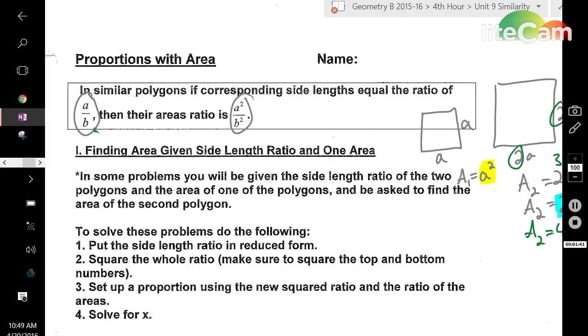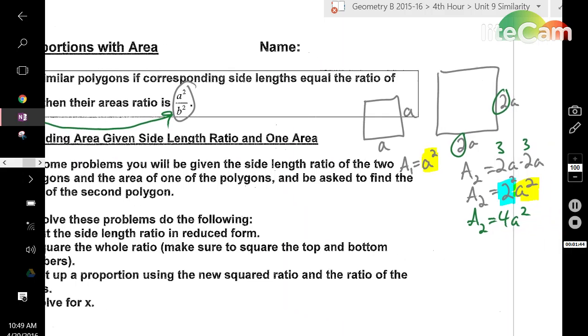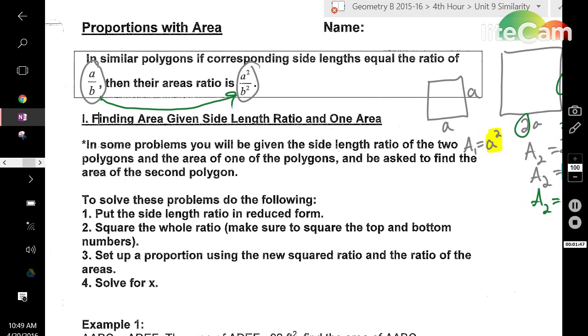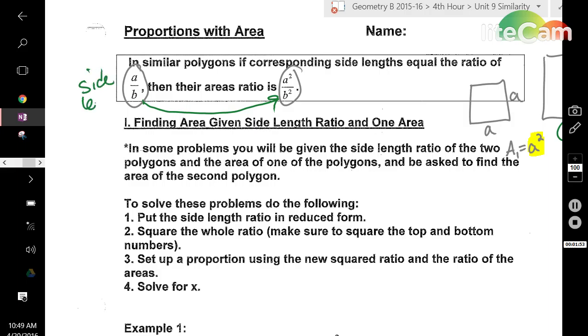So if side lengths are an A to B, that means the area ratios are an A squared to B squared. Now to convert back and forth between these, if I'm going from side length ratio A over B to area ratio, you're going to square the side length ratio to go from side length to area. If you're going backwards from area to side length, you're going to square root, the inverse of squaring something. You got to keep this in mind when you go back and forth, because if you square an area ratio, you're not going to get the side length ratio and vice versa.